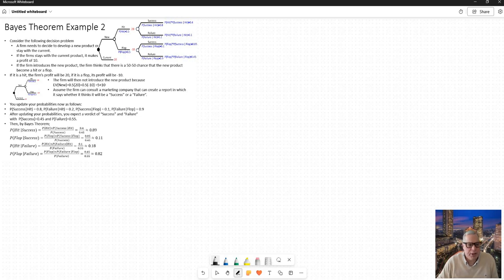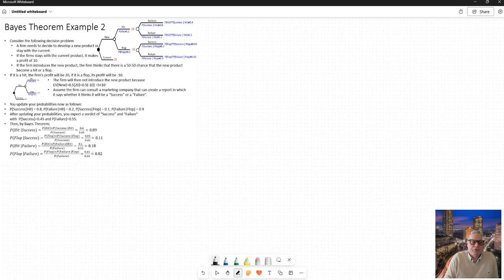Okay, so let's do another example that involves Bayes' theorem. That is a little bit more complex, so that will take a little bit longer, but it's very important to understand it. And there's a little bit more to it, which is important for a field which we call decision analysis. So let's go over everything step by step.